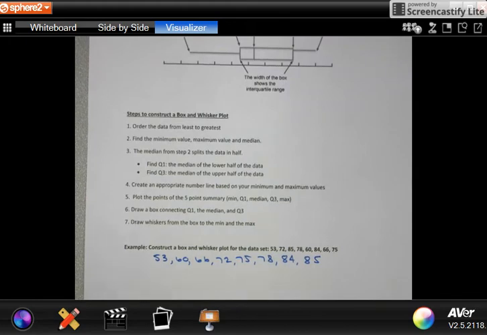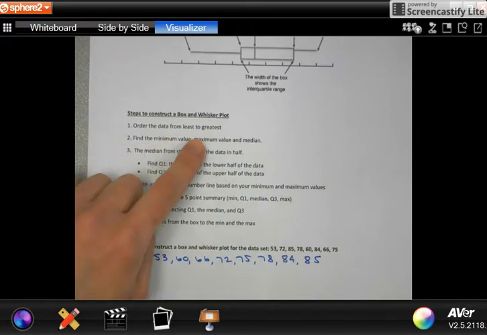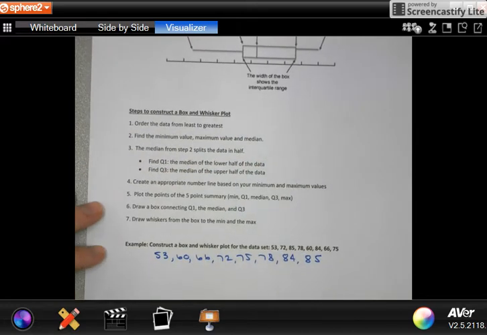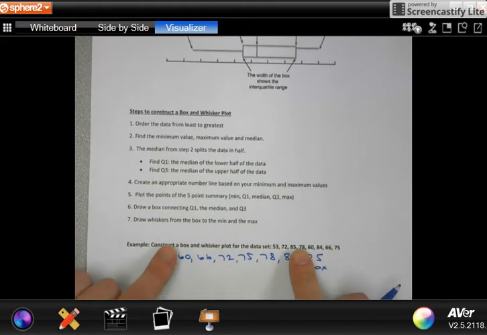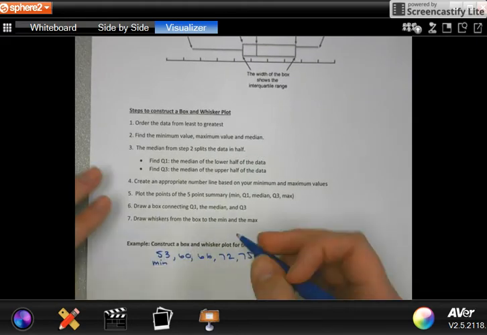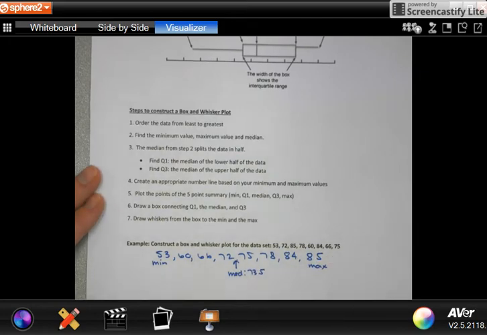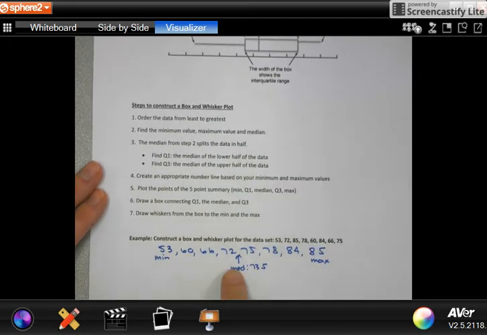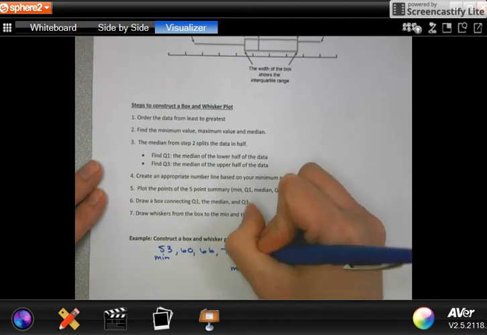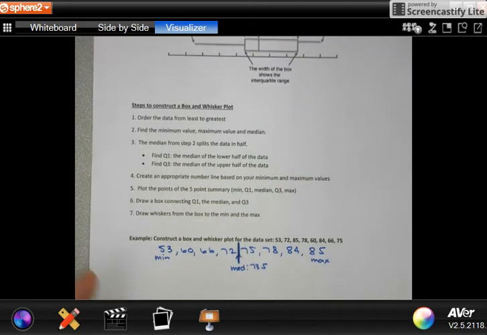It says find the minimum value, the maximum value, and the median. So your minimum value is right there. Your maximum value is right there. And we calculated the median from the page before. Remember, that was right in between 72 and 75. So the median that we have already calculated was 73.5. So step 3 says the median, this number, splits the data in half.